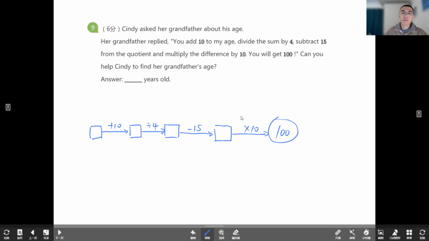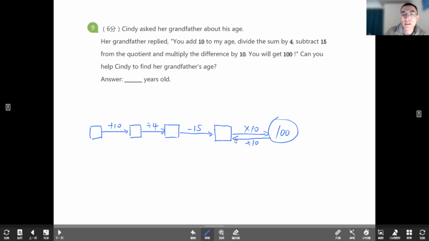Okay. So now, if a number multiplied by 10 is 100, how should we get that number? Yeah, how should we do the reverse operation? The answer is pretty simple. The reverse operation is just divide 100 by 10. If we multiply by 10 to get 100, then to get the number in the box, we simply divide by 10. And similarly, to get the number before being subtracted 15, we simply add the 15 back.